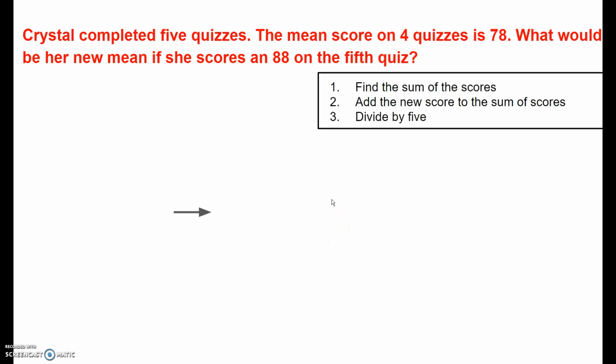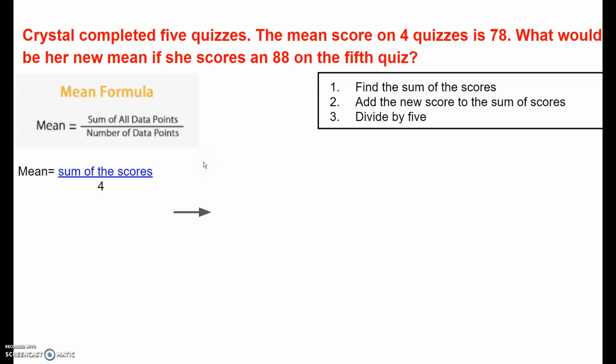So in order to solve this problem, you will need to find the sum of the scores, add the new score to the sum of the scores, and divide by the total number of quizzes of 5. Remember to use the mean formula, the sum of all data points divided by the number of data points. So in this case, we're going to take the mean, and you find the sum of scores, which we know are divided by the 4 quizzes that we already know. Our mean is 78, and we know that we have 4 quizzes, and so we just need to figure out what was the sum of scores for those 4 quizzes.